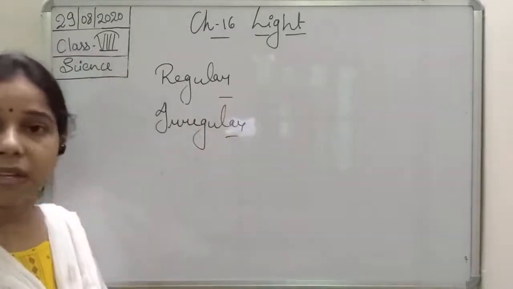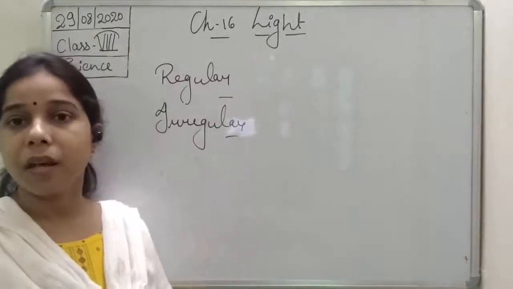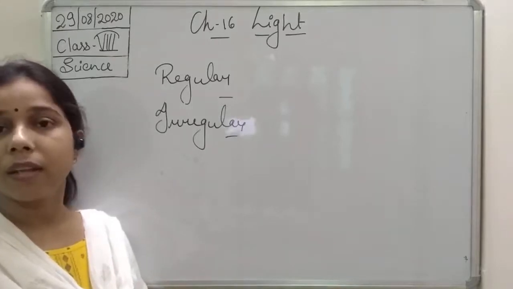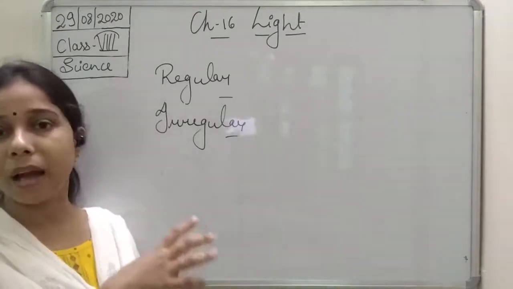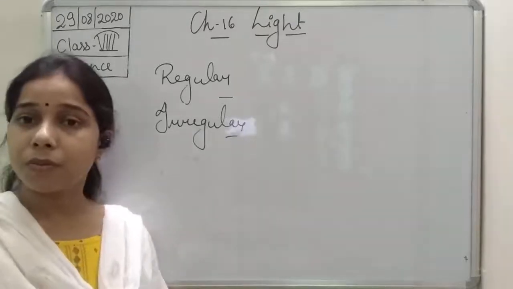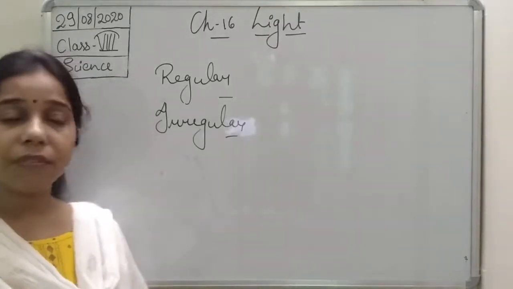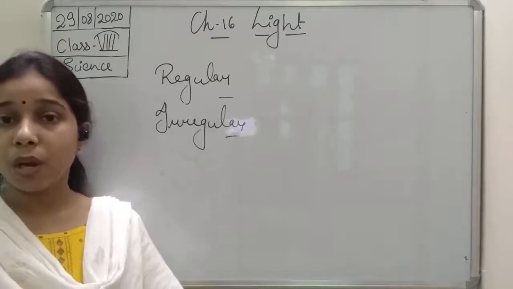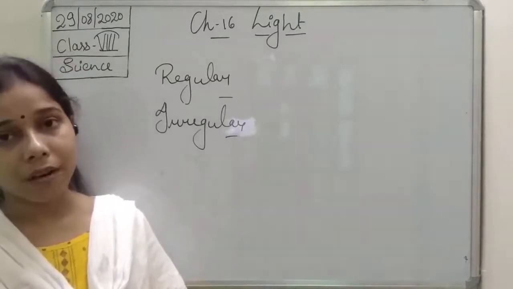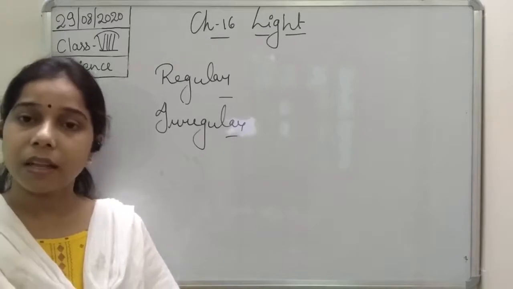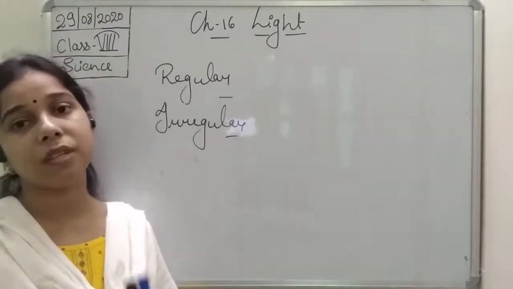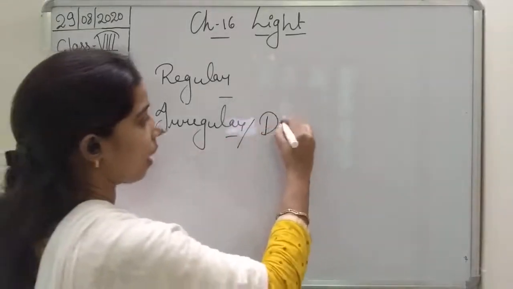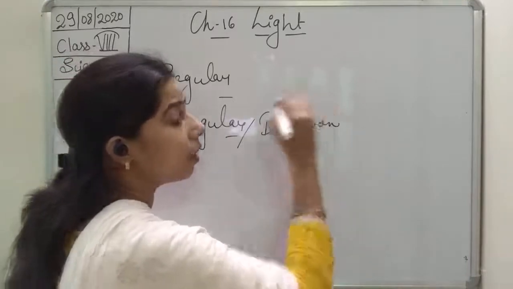Regular and irregular reflection. In regular reflection, we studied that when the surface is smooth and a beam of light falls on the surface, then the light gets reflected in the same pattern as it arrives. That is regular reflection. If we talk about irregular reflection, students, it is the reflection in which a beam of light falls on a rough or uneven surface, and after reflection it moves in different directions. That is why irregular reflection is also known as diffuse reflection.